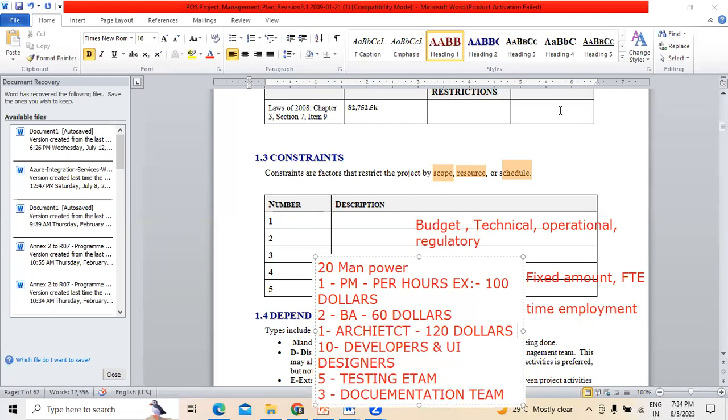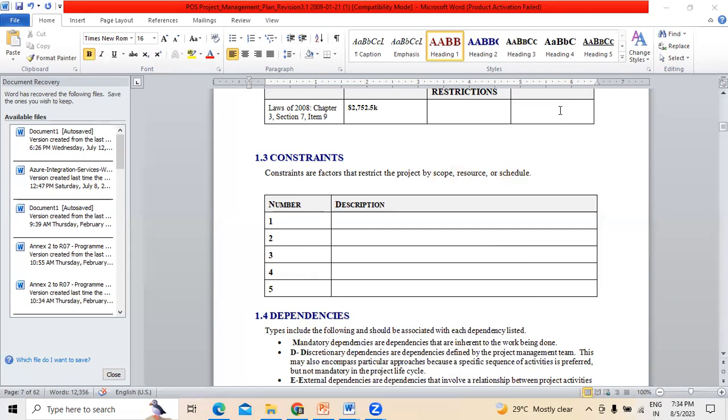Clear? This is what we call full-time employment. So there are 2 things. One is fixed amount. Second is FTE based. Fixed amount means we are ready to take a fixed amount of money. Second, FTE based means full-time employment: for a particular project, to develop it we need these many manpower, and this is our cost.